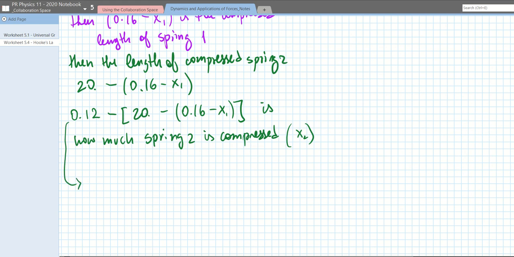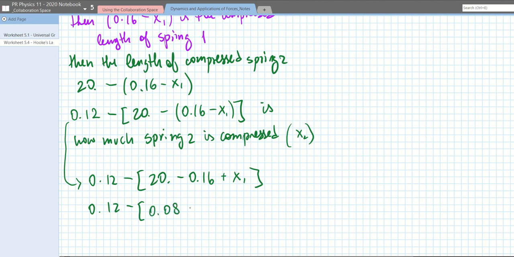Now in the square brackets we're just subtracting here, so we can just remove them and see what we get. We get 20. Here we get negative 0.16 plus x1. Right, so we can add them together. So this is going to be 0.08 plus x1.